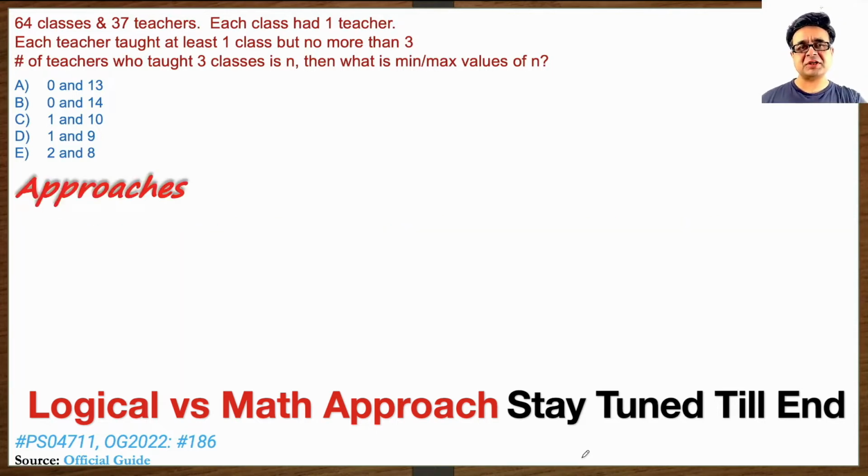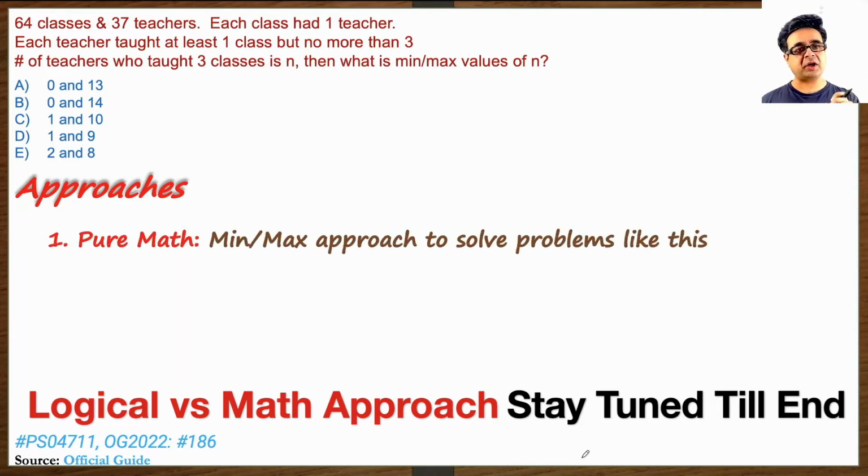The three approaches that we are going to follow are: number one, pure math approach. This is a word problem, and word problems can be done in several different ways. However, we are going to solve this particular one with pure math by using minimum and maximum approaches.